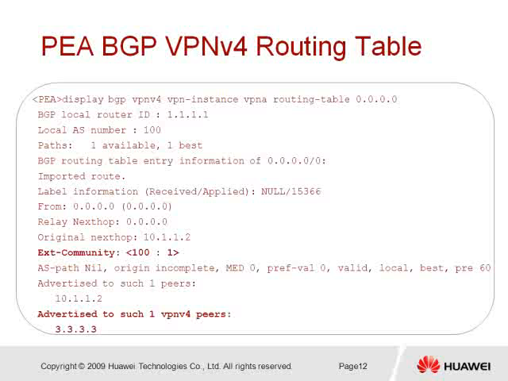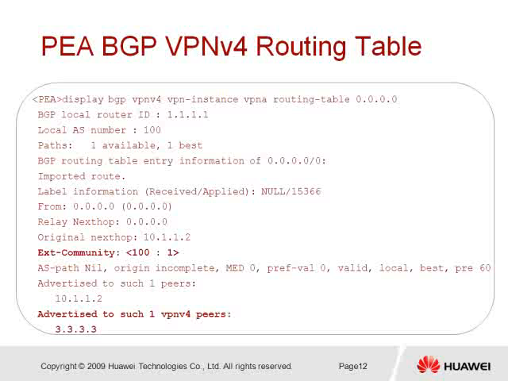After the configuration on PEA, using the command display bgp vpnv4 vpn-instance VPN-A routing-table, we can see that a default route is originated in the BGP VPNv4 routing table. It means we import the static default route into BGP successfully.